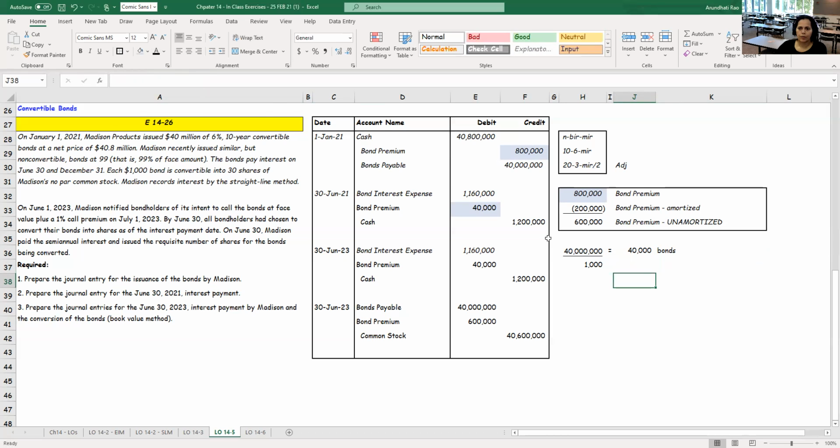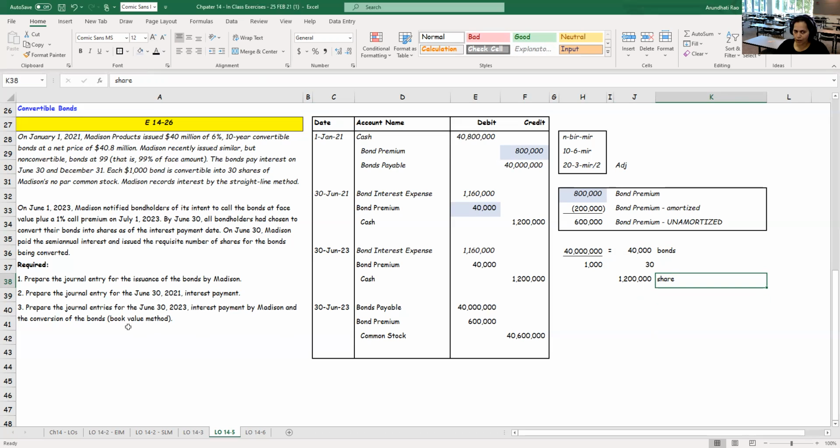Okay, so let me change the font color over here. So the number of shares I'm going to issue is going to be 40,000 times 30. And this is the number of shares I have. So we have 40,000 bonds that I exchanged for 1.2 million shares.